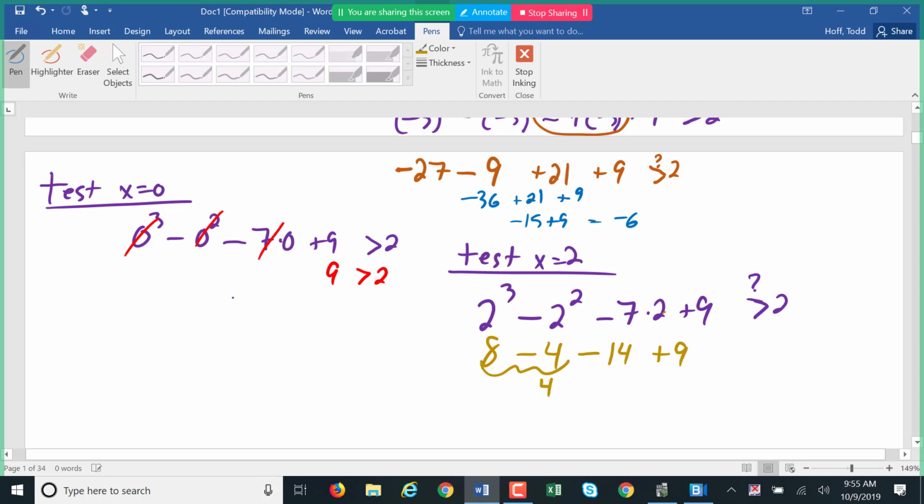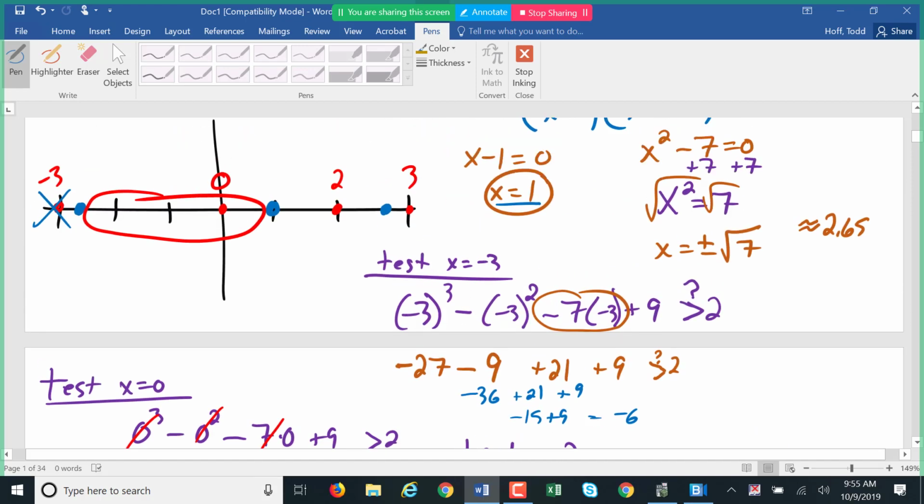8 minus 4 is 4. Minus 14 is negative 10. Plus 9 is a negative 1. That is not greater than 2. That region in between 1 and the square root of 7 is not a solution. So now let's test x equals positive 3.